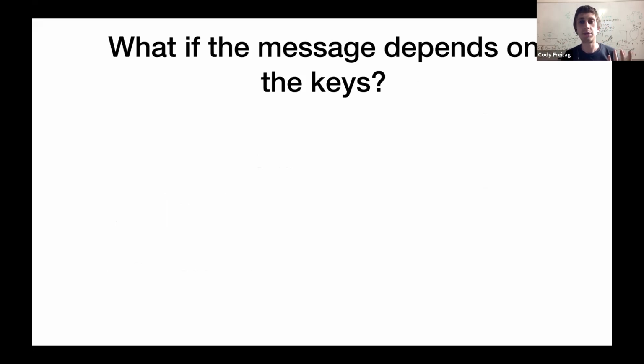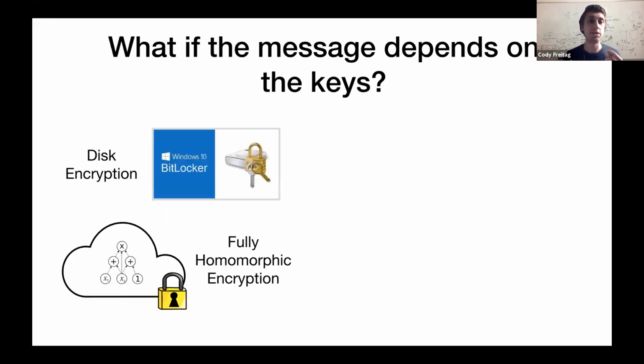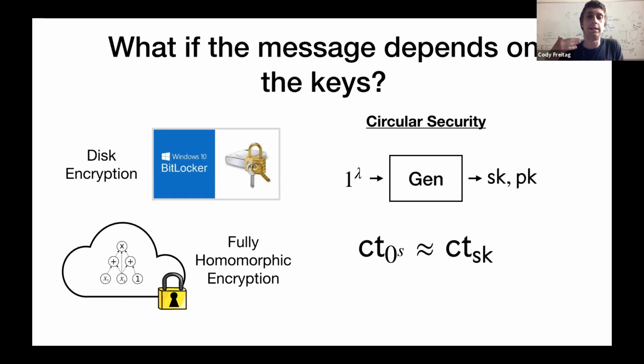But this doesn't capture the case where the messages themselves in this semantic security notion might depend on the keys. And this is actually important because it comes up in natural applications like encrypting your hard drive, or in a more theoretical sense, it has come up in constructions for fully homomorphic encryption. And so this raises an additional security consideration called circular security, where here we generate a random secret key public key pair. And in addition to semantic security, we require that a ciphertext of the all 0 string is indistinguishable from a ciphertext of the secret key.